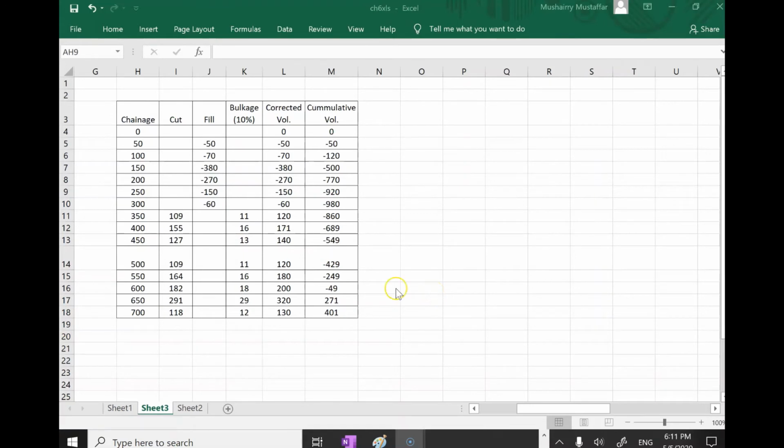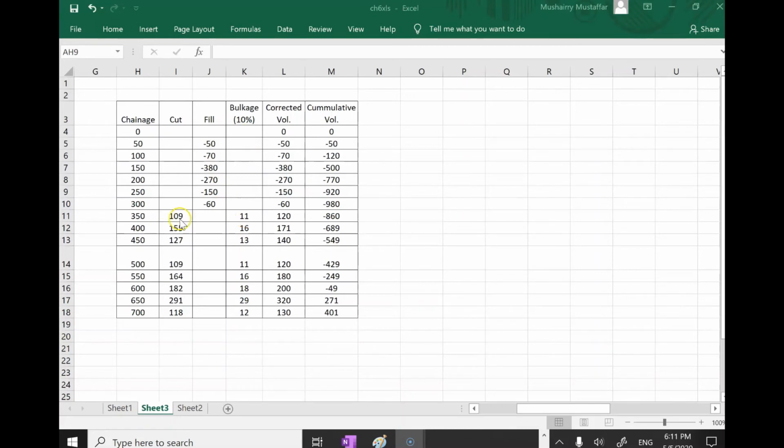Okay, so what I have here is an Excel sheet of the problem, the Mushairry exercise, and I put it down there. That's a chainage, that's a cut, that's a fill. A bulking factor or bulkage of 10%. So remember, a bulking or bulkage factor only applies to cut material, so you don't apply any correction to the fill volume. So in this case, there's none there.